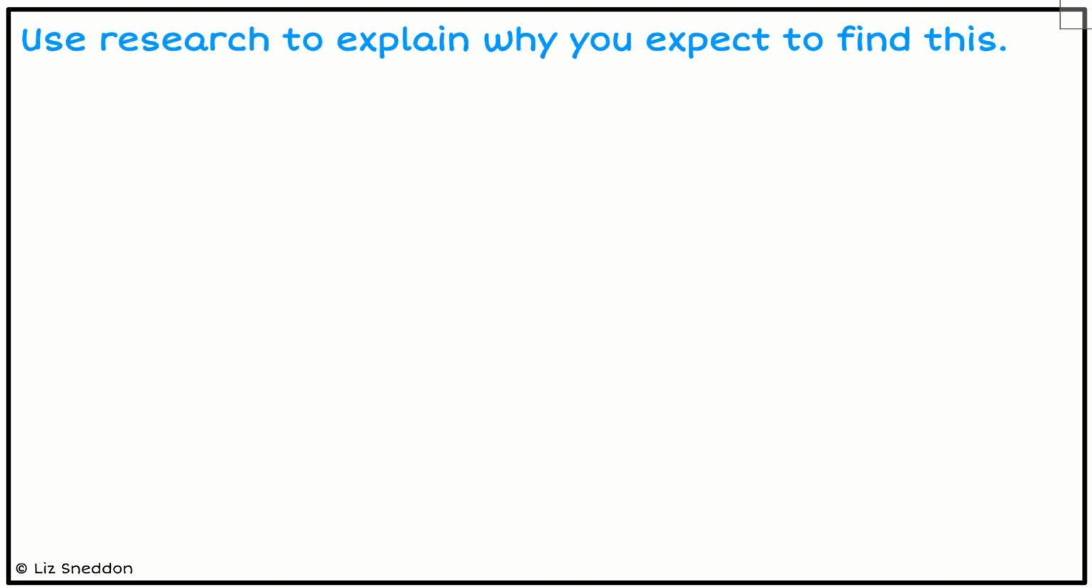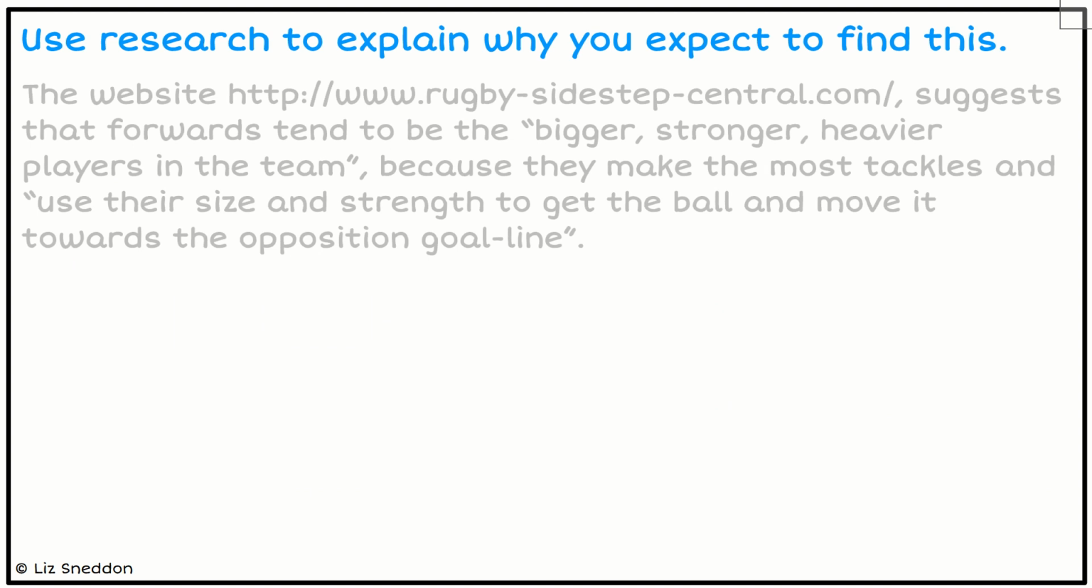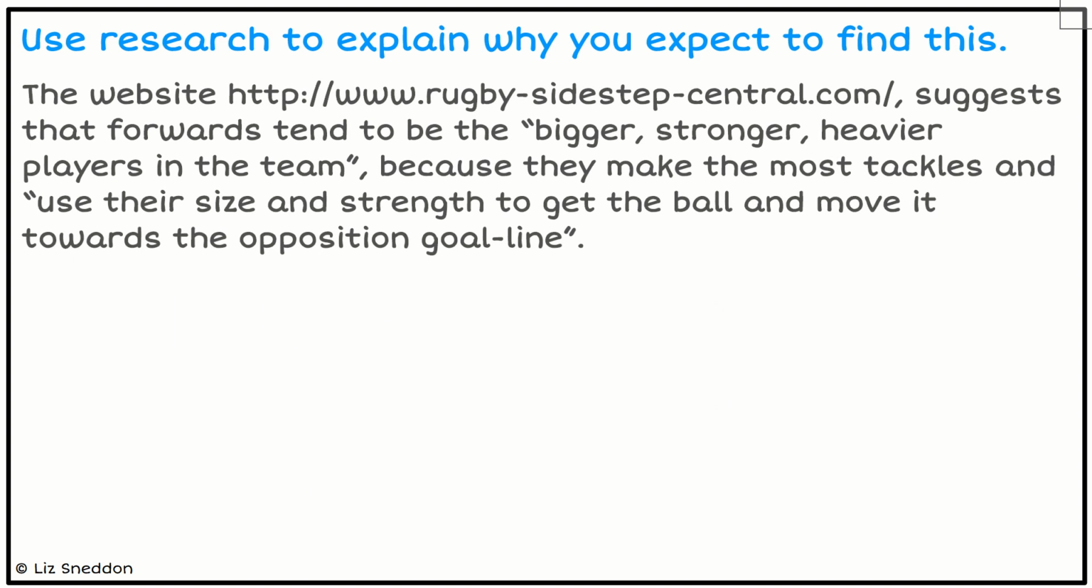So I've gone to some websites, and in particular I found a website that suggests that forwards tend to be bigger, stronger and heavier players in the team because they make the most tackles and they use their size and strength to get the ball and move it towards the opposition goal line. Now you'll notice that I've put the particular quotes that I've taken straight from the website in quote marks, and I've got the website there saying where it's come from. Always need to reference this.